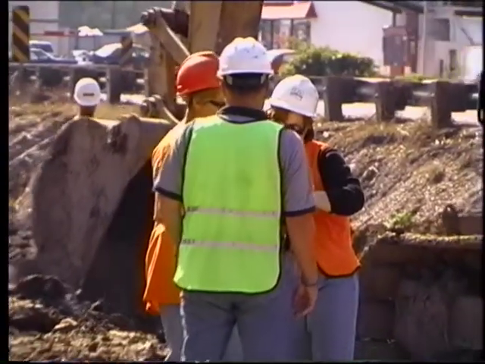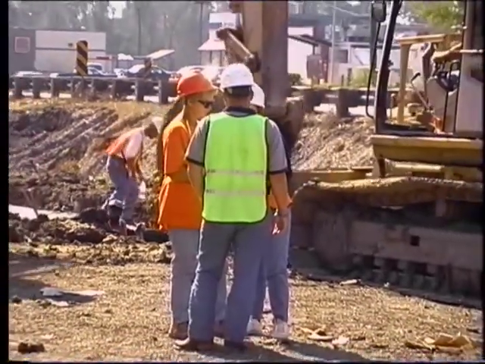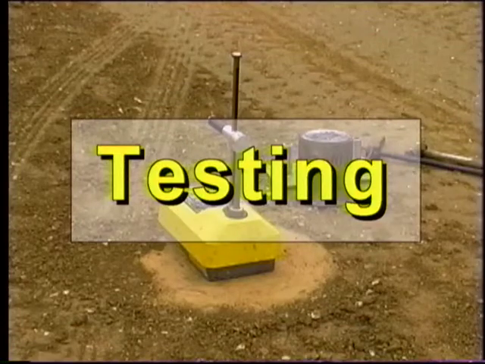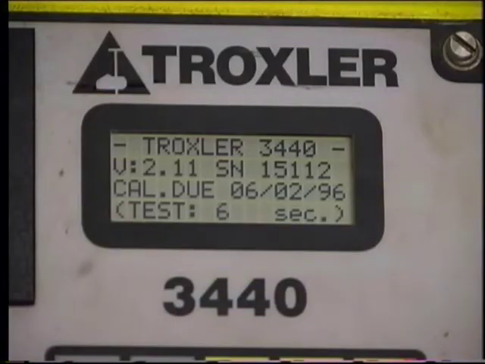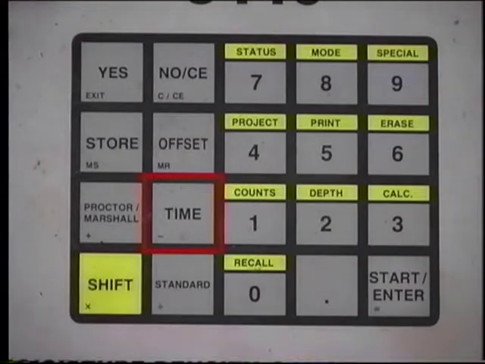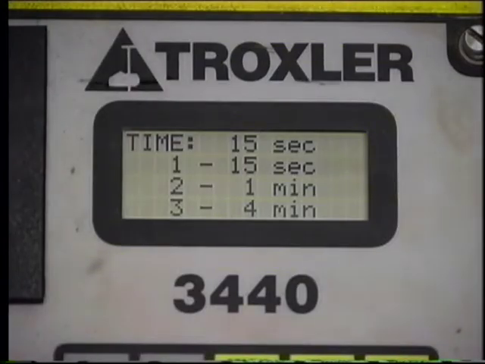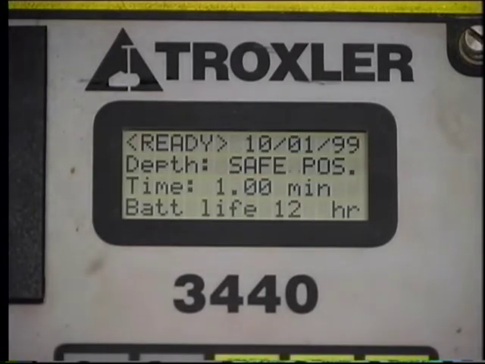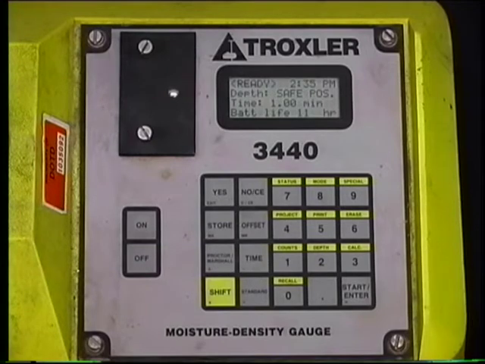Select the test site randomly in accordance with the material sampling manual or as directed by the engineer. Testing. Set the nuclear device to obtain a 1-minute test count. The time for which the nuclear device is set will be displayed when it is in the ready mode. If the nuclear device does not indicate a 1-minute count, press Time on the keypad for this display. Press the number of minutes, in this case 1, you want for the test count time. The display will return to Ready.